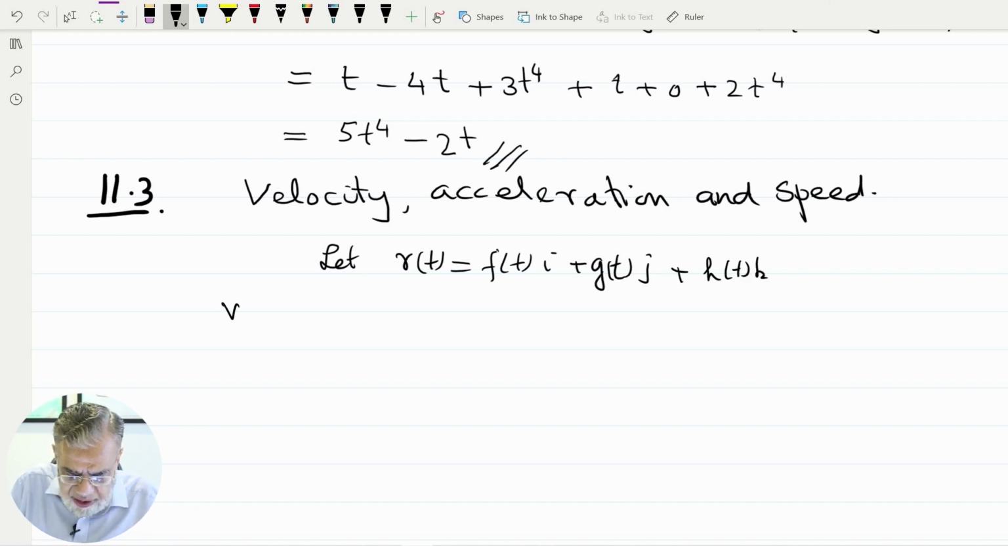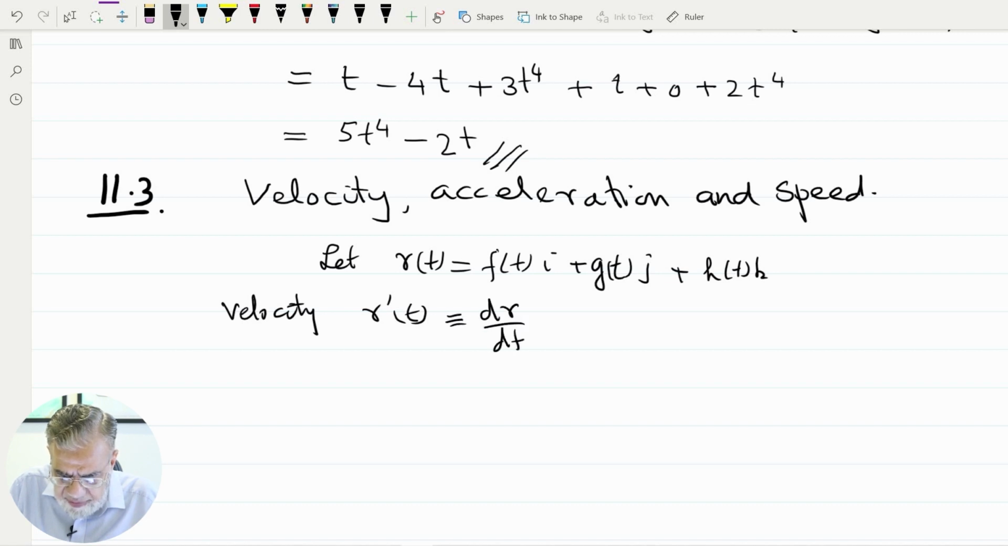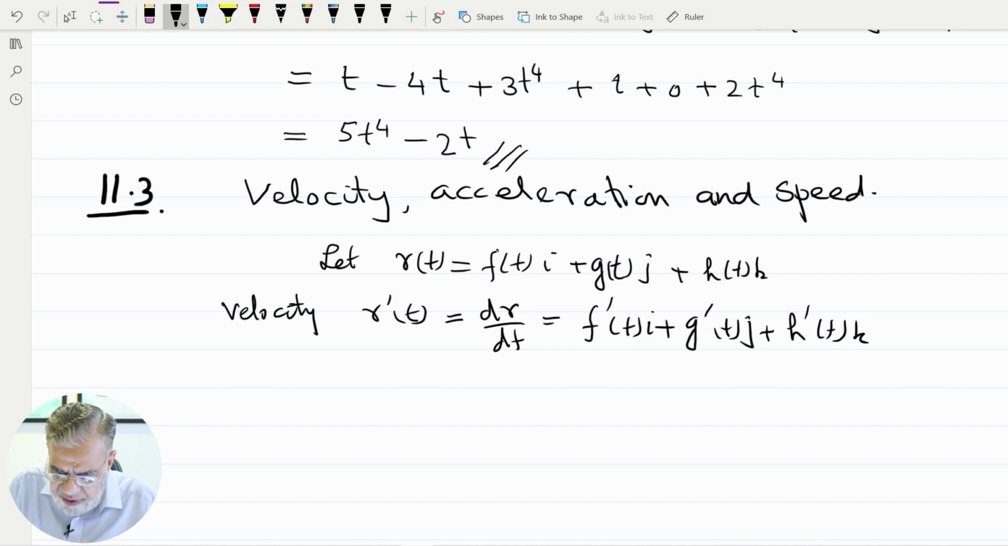So when I want to find velocity, my velocity is r dash of t, and that is dr by dt, and we can rewrite dr by dt by taking the derivative of the function. We get f dash of t i plus g dash of t j plus h dash of t k, the first derivative.